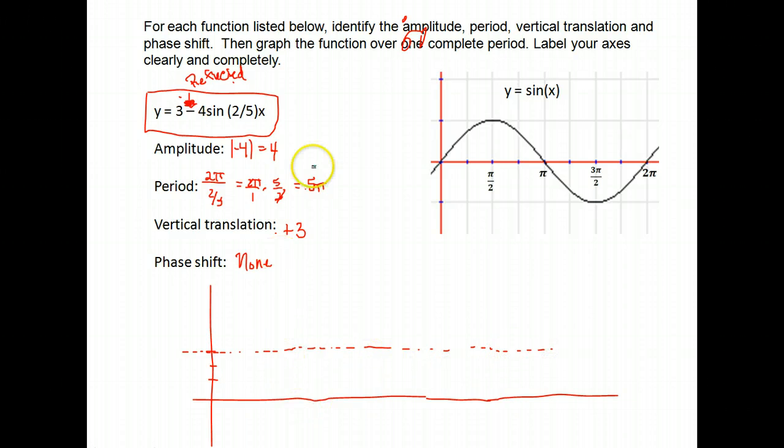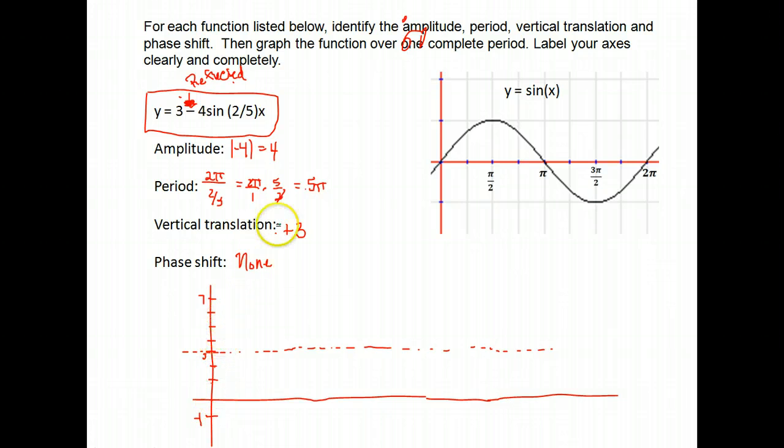Then I look at my amplitude is 4, so my peaks are going to be 4 above that. Okay, which would put me at 7, and 4 below that. So 1, 2, 3, 4. So at -1 is where I'm going to hit my lows.